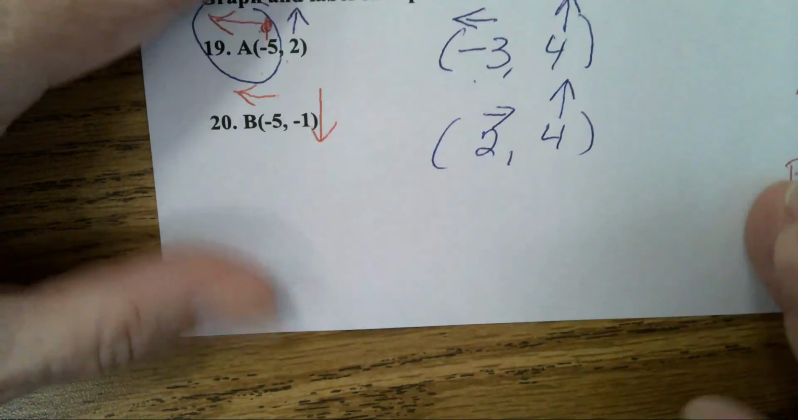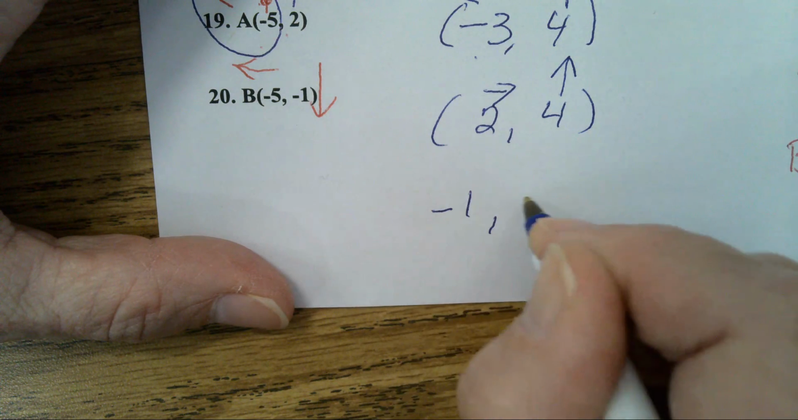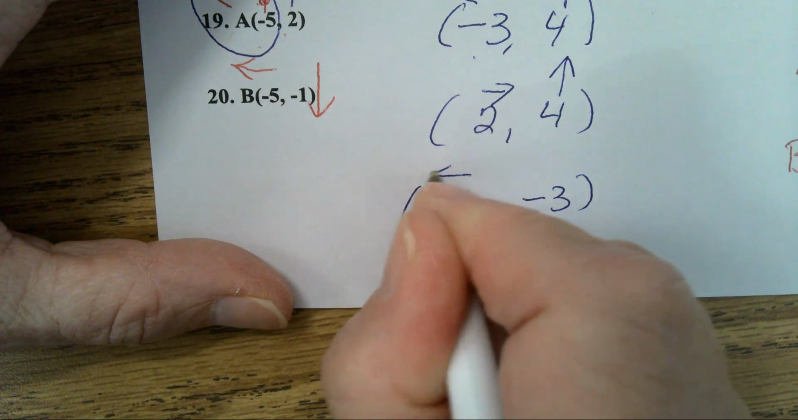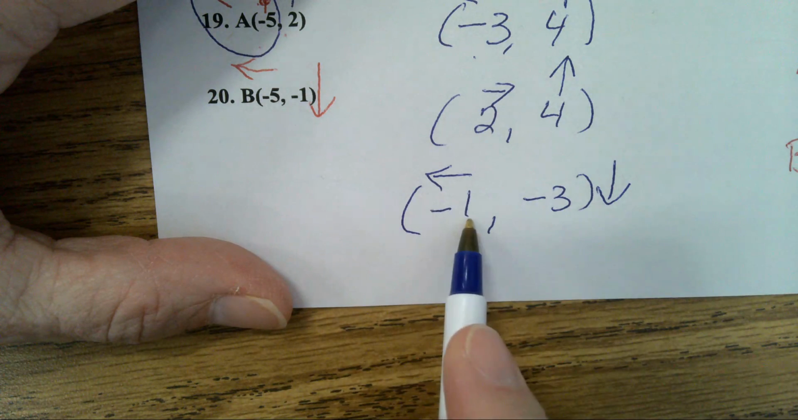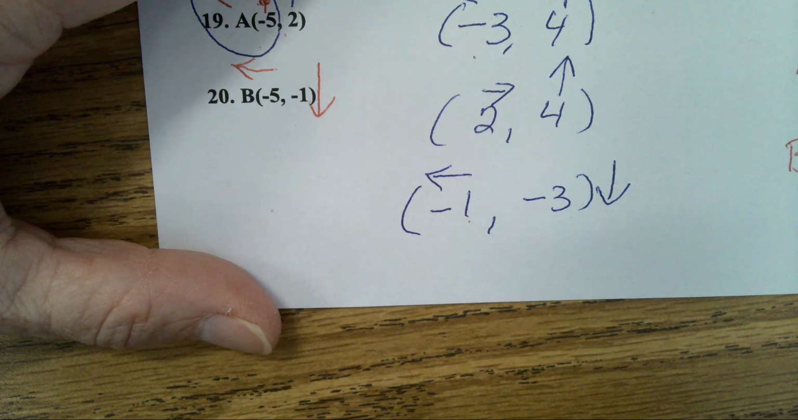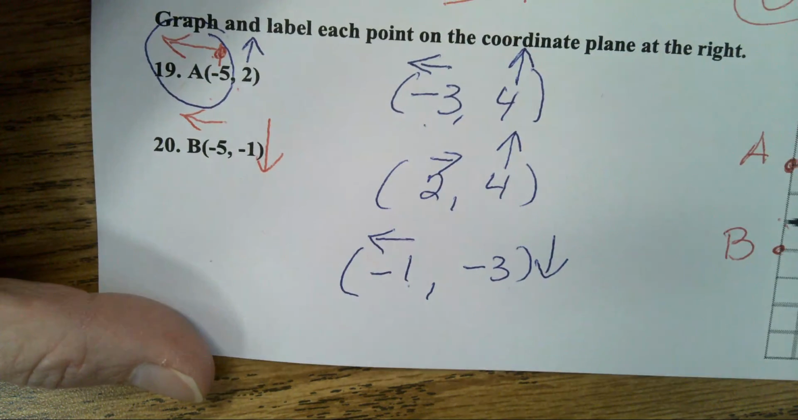Now, in this problem here, let's say I have -1, -3. On this one, I'm going to go left and down. Got it? Negative, left. The second one, if it's negative, you go down. All right. Hopefully that will help you kids a little bit. Okay.